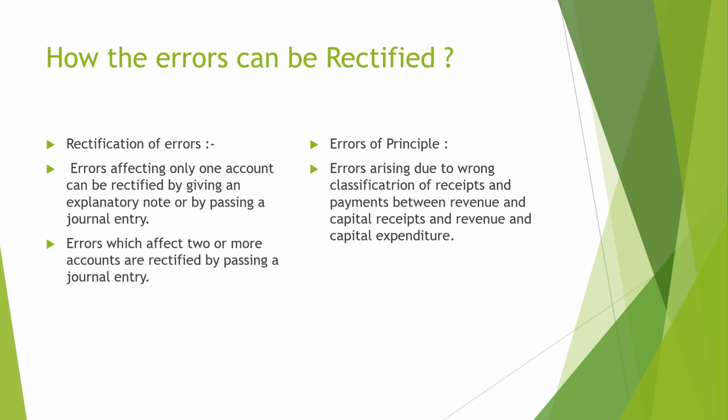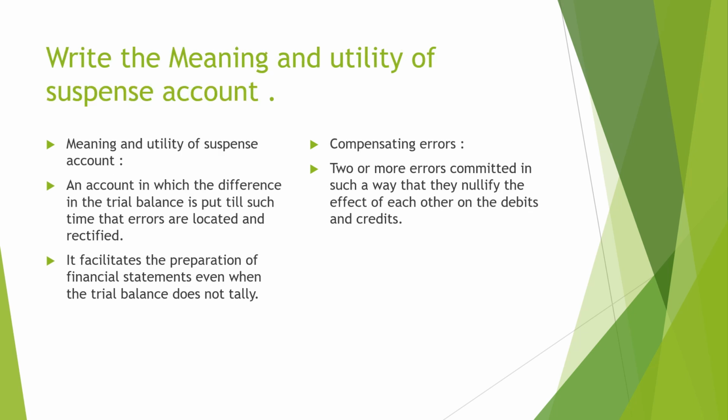Another, how can we rectify the errors? Error affecting only one account can be rectified by giving an explanatory note, and two-sided error by making a journal entry. So what are the errors of principle? Errors due to wrong classification of receipts and payments between revenue and capital are regarded as errors of principle.